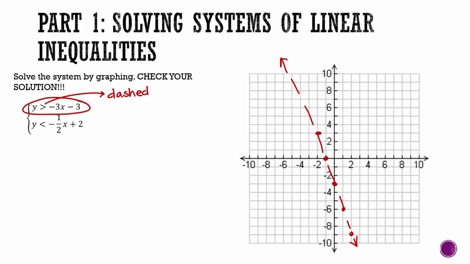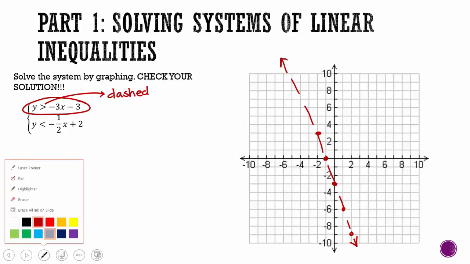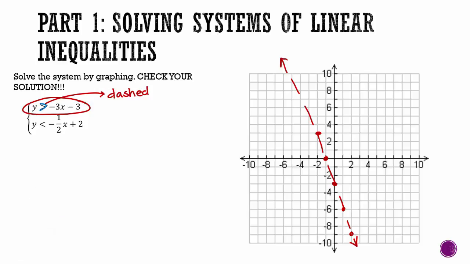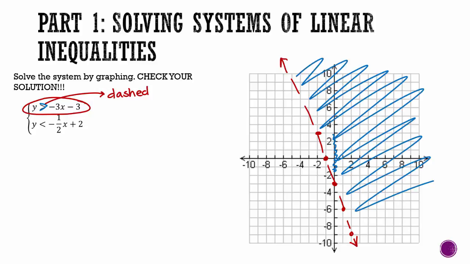And then read what this says. I want all the y values that are greater than this line. So y values greater than this line are here. So that means I want everything on this side.